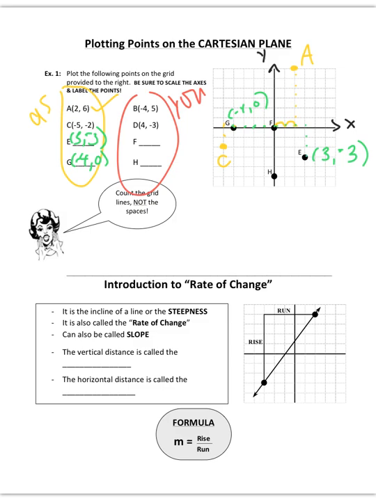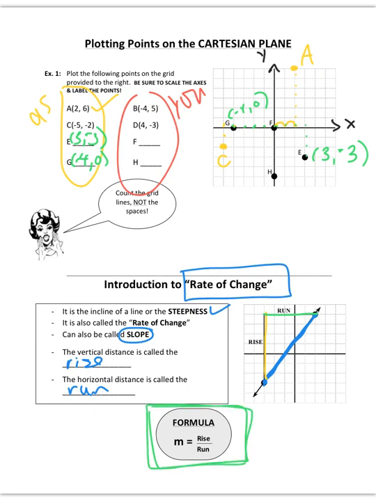So that's how we plot points, but next we're going to look at what we call our rate of change, or how we calculate it. Rate of change is how steep a line is, and we also refer to it as a slope. The vertical distance, so vertical means up and down, we're going to call the rise, and the horizontal distance is the run. So if I want to get from one point to the next on my line and talk about how steep this line is, I'm going to rise, and then I'm going to run and figure out a number for the slope. Okay, so here's our formula we're going to use: rise divided by run.